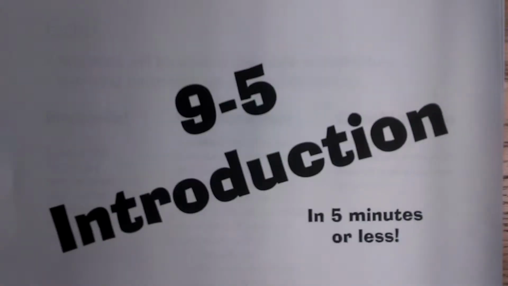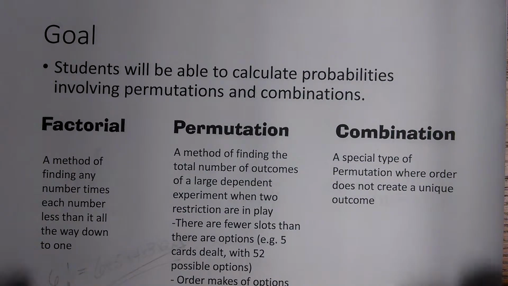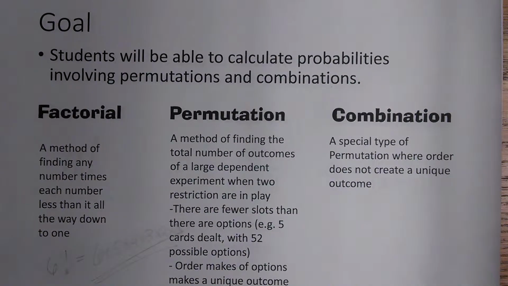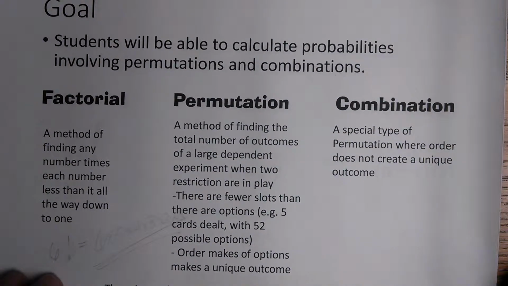Mr. Mac here, and this is your 9-5 introduction in 5 minutes or less. In 9-5, we're going to look at 3 different key principles. The first is factorials. The next would be permutations, and then finally combinations.